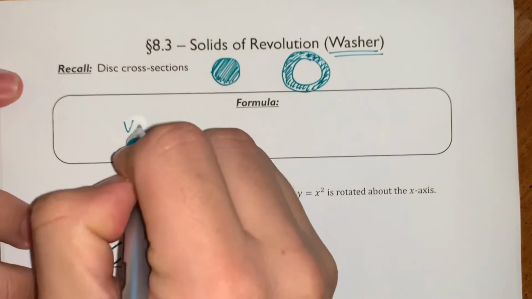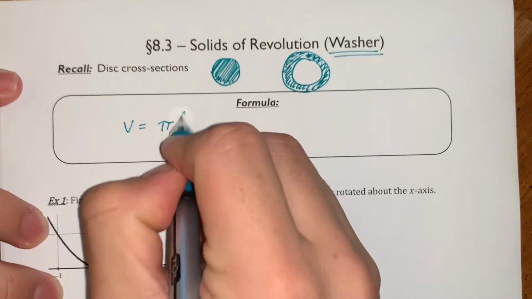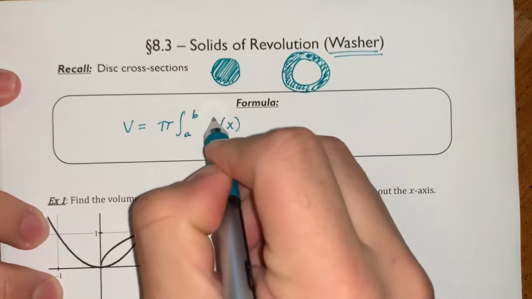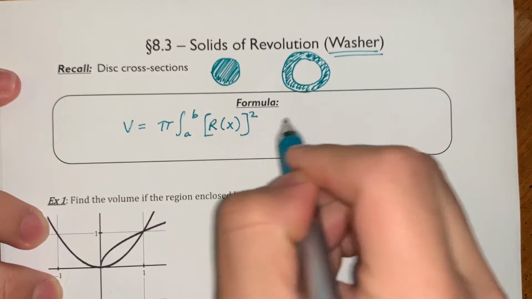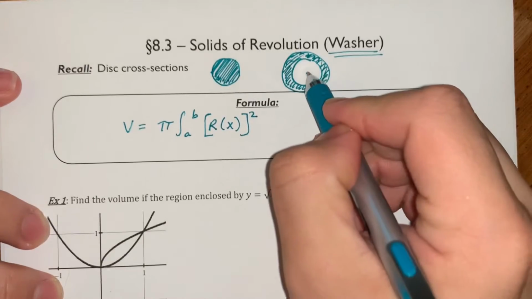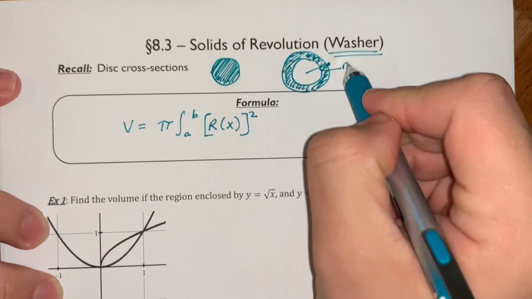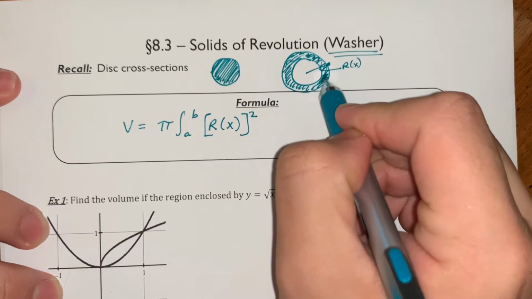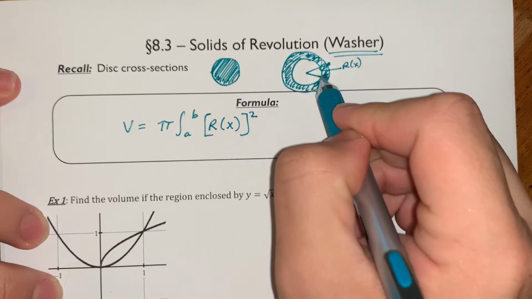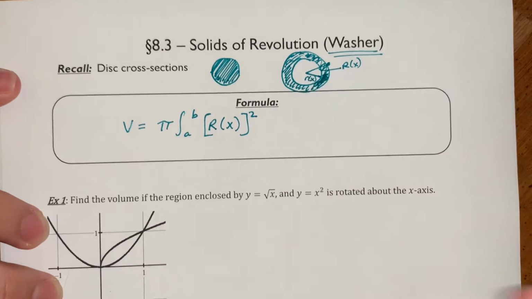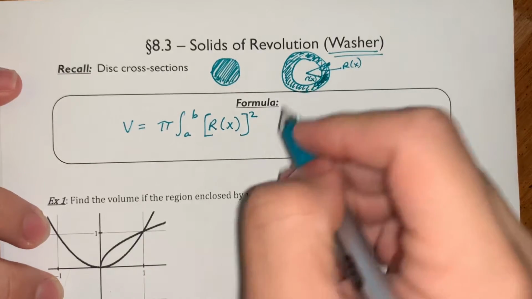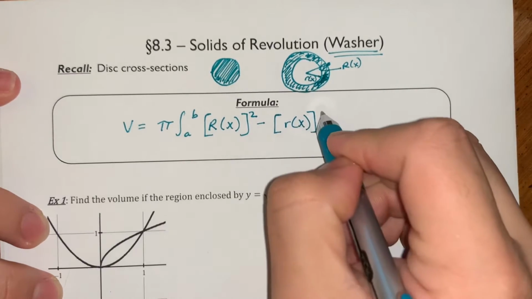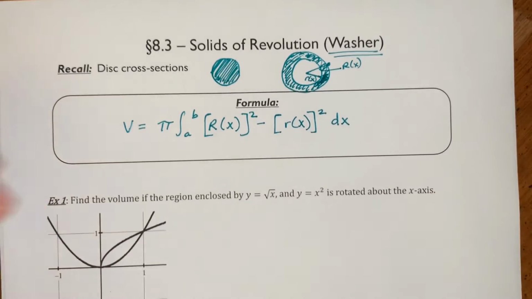So the formula is very simple. The volume is equal to pi, integral from a to b, similar to before, of the outer radius squared. This is what we call capital R of x. And then in order to figure out just the volume of this region right there, you have to subtract the inner radius, which we call little r of x, squared, dx.